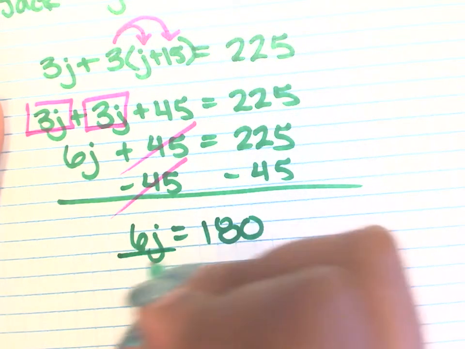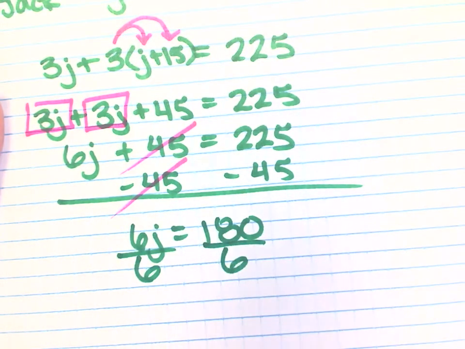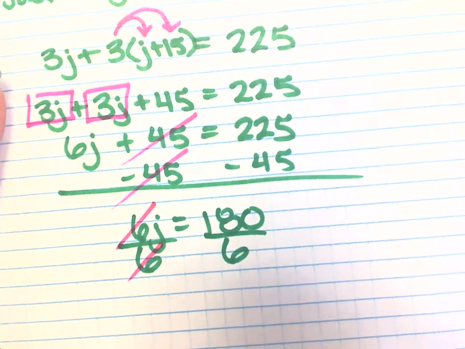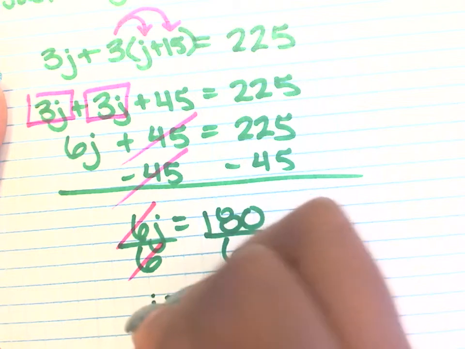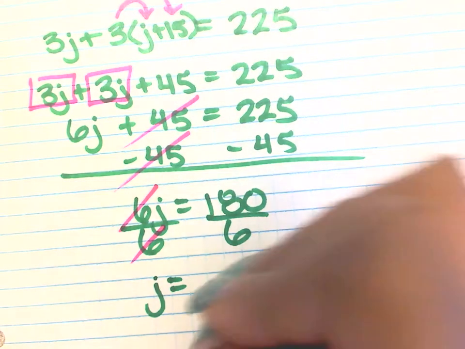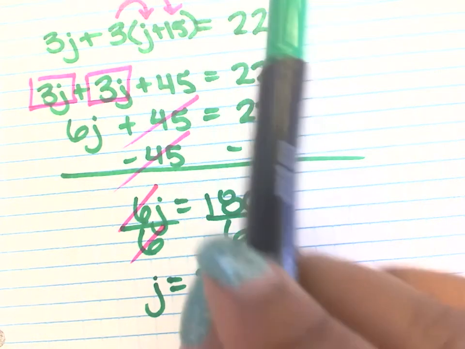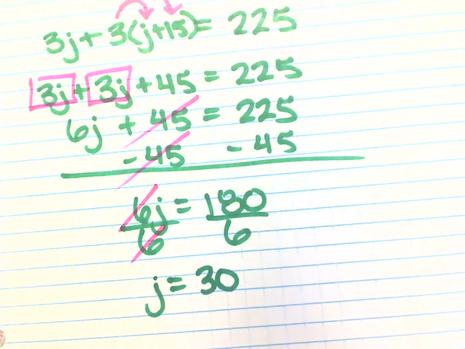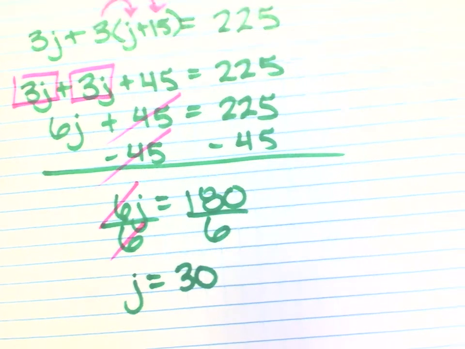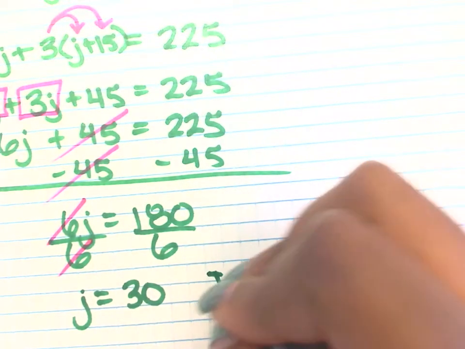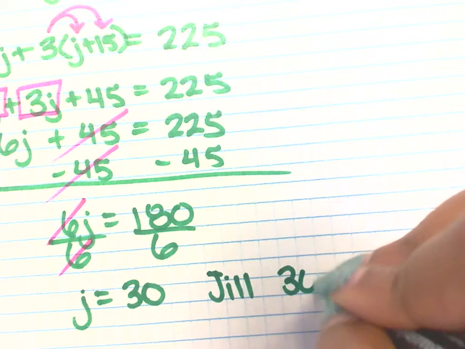Divide both sides by 6 to get J by itself. My 6's end up canceling out on the left side because 6 over 6 is 1. So I have J equals 180 divided by 6 is 30. So wait, J represents who? Jill. So how many miles an hour was Jill driving? 30. Okay, so Jill was driving 30 miles an hour.